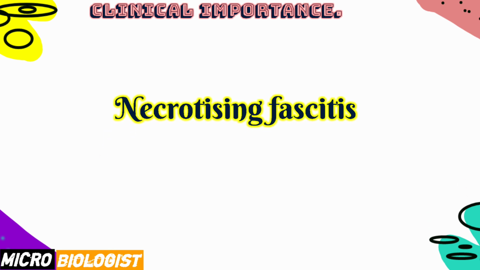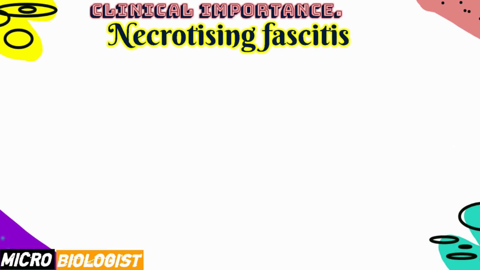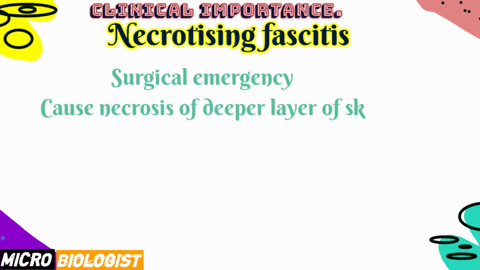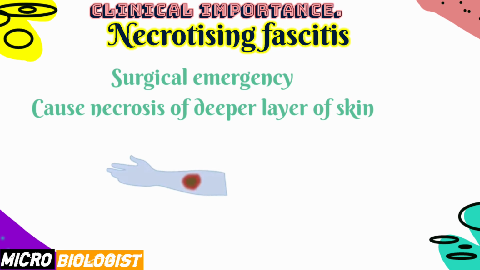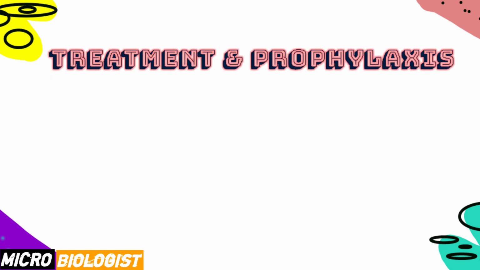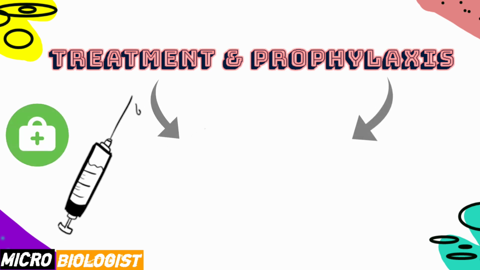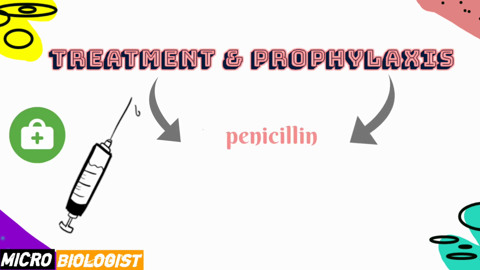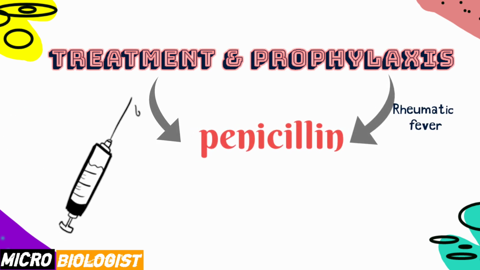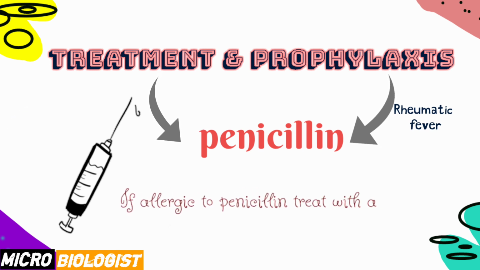Lastly, necrotizing fasciitis is also caused by exotoxin, and this is a surgical emergency. It causes necrosis of the deeper layer of skin and may be accompanied by crepitus and bullae formation. Finally, for the treatment and prophylaxis for Streptococcus pyogenes, penicillin can be used for both rheumatic fever and prophylaxis. If allergic to penicillin, treat with a macrolide.